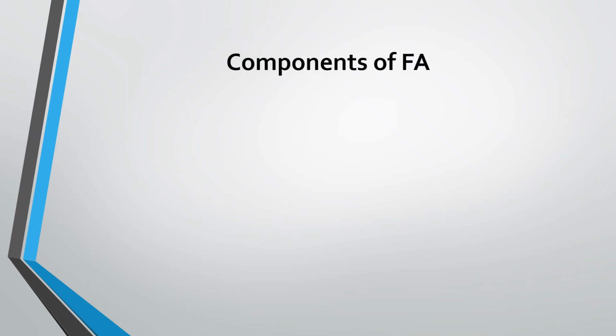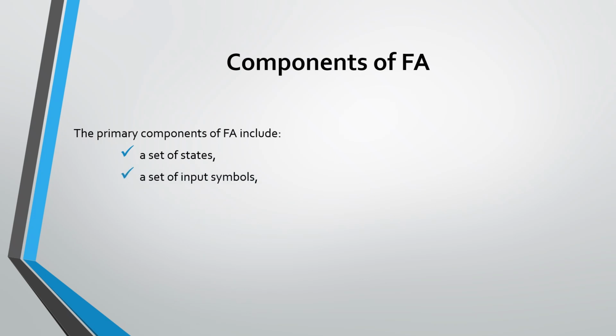And the next one is components of finite automata. Some of the components of finite automata include a set of states, a set of input symbols, a transition function, a start state, and a set of accept states.